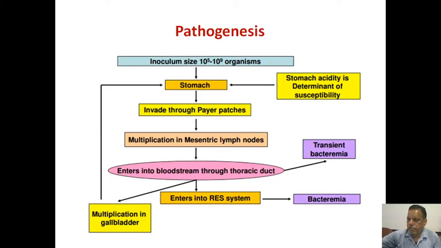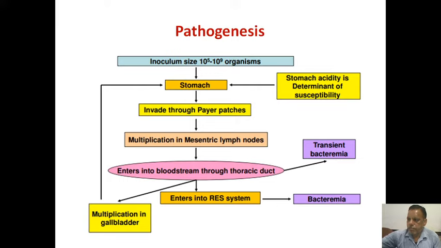Now the pathogenesis, as I said: somewhere between 10 to the power 3 to 10 to the power 6 organisms commonly, when they are inoculated, enter the stomach. Normally we have the gastric acidity which takes care of the organisms, but in conditions like use of antacids, or infection by H. pylori which may predispose to achlorhydria, these organisms might proliferate. They may invade the Peyer's patches, multiply in mesenteric lymph nodes, and from the lymph nodes they may enter the bloodstream, causing transient bacteremia.